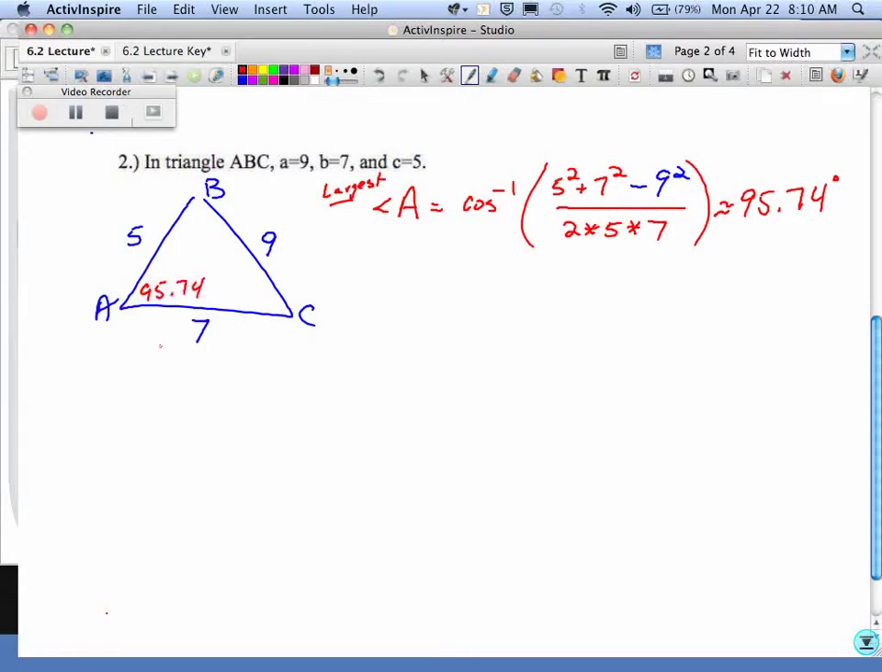I want you to finish the problem now with somebody sitting near you. I would just go ahead and let's all find angle B first, and then we'll do 180 minus the sum to find angle C. For angle B, because you have pulled out the obtuse angle, you can use law of sines or cosines now. You have a choice. You can do either one you want. So with somebody working near you, find the last 2 angles.